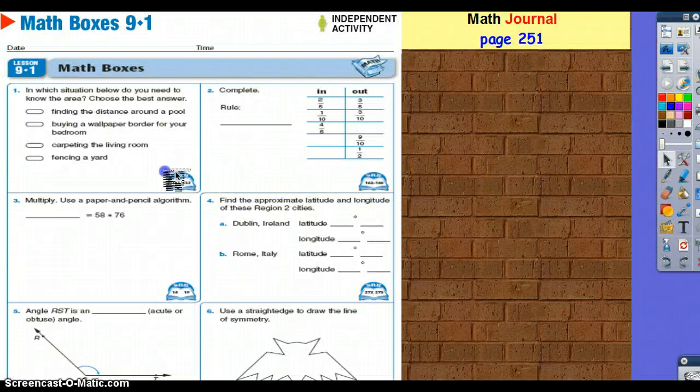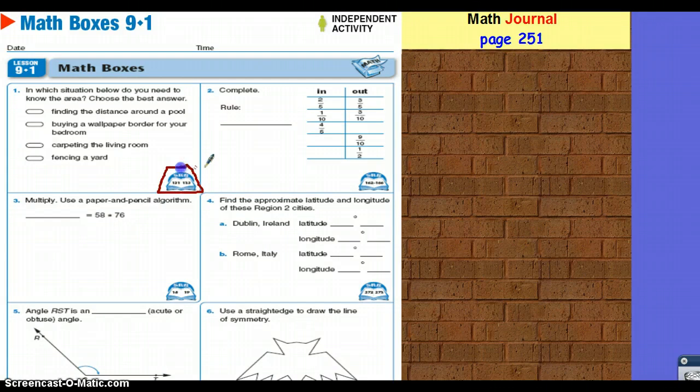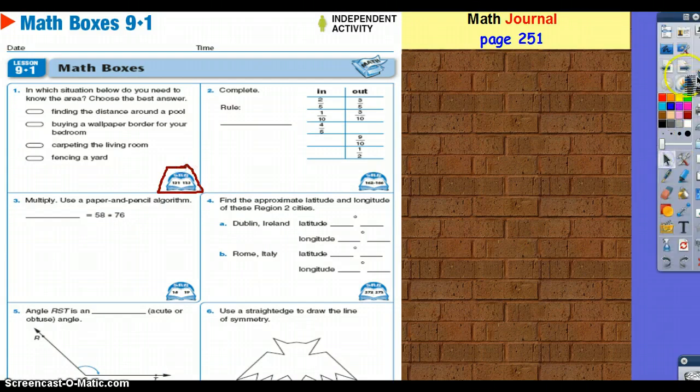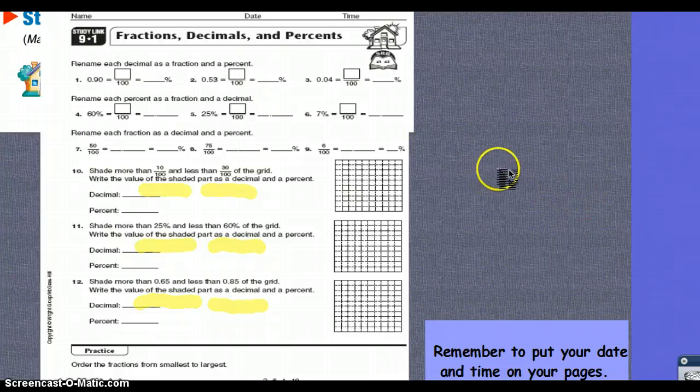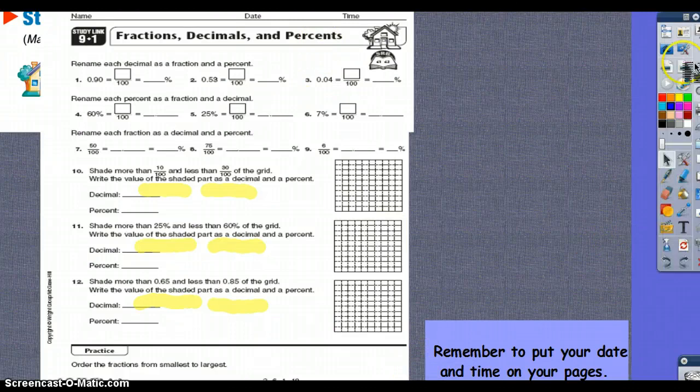Remember, if you get stuck, the first thing you need to do is go into your SRB and look there for some assistance, and then if you still don't get it, go ahead and come back to the table to me. And the final thing you're going to do for 9-1 is the fractions, decimals, and percent study link. Make sure to do the practice on the bottom.